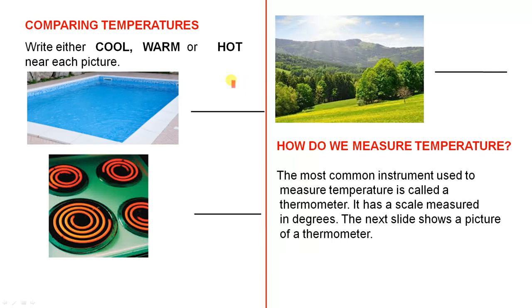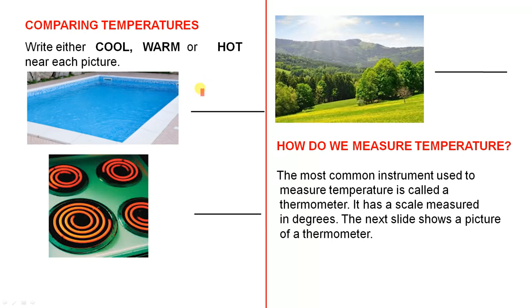Comparing temperatures. So here we're asked to write either cool, warm or hot near each picture. So here is some water in a pool, for example, in a small swimming pool. What do we think that is? Let's look at the 3 of them first, then we can write the words. Here we have a stove. I think you know what that could be. And here we have a nice sunny day. So what do you think this one could be here?